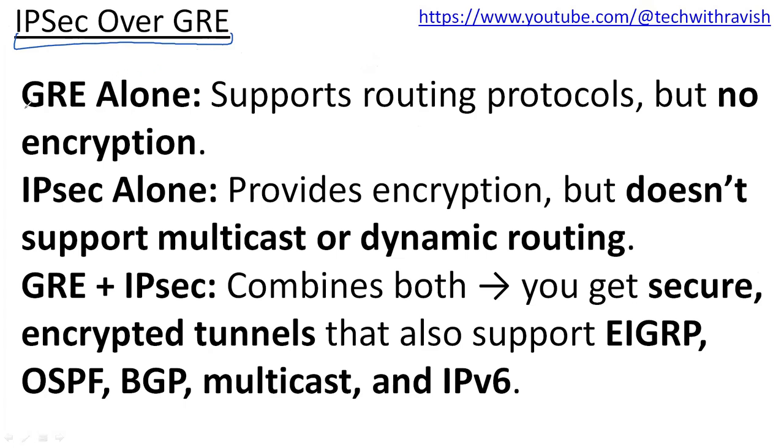So why don't we configure a GRE tunnel alone? Because it supports routing protocols but no encryption. Encryption is not available in plain GRE. What is the benefit of IPsec? IPsec provides encryption, but it doesn't support multicast or dynamic routing. So if we configure both IPsec and GRE, then it will support an encrypted tunnel as well as multicast and the routing protocols, including IP version 6.